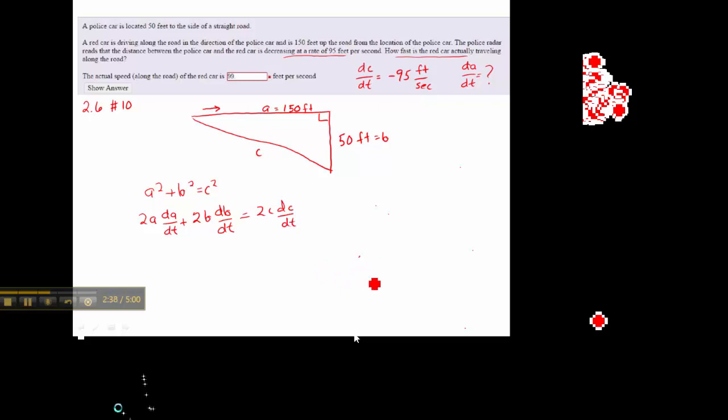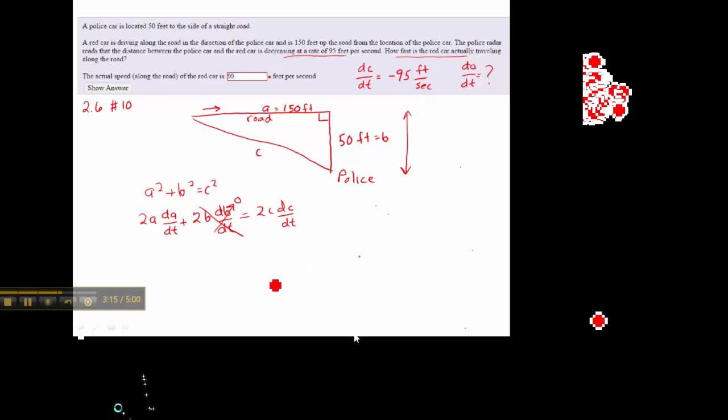The thing we have to clean up in this formula is to notice that the distance from the road to the police car is not changing. The police car is stationary. So here's the police, this is my road, and the police to the road is not moving. So the change in distance over time is 0, which means this whole term gets wiped out.